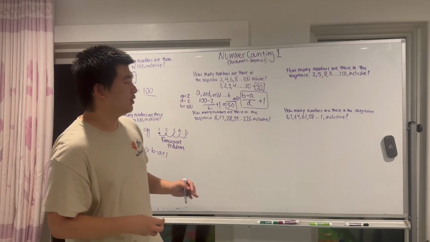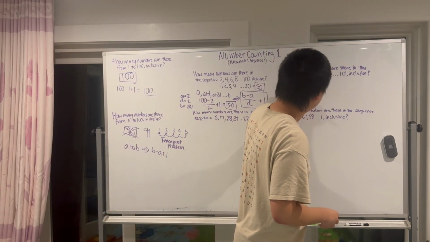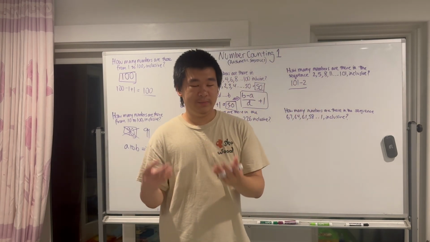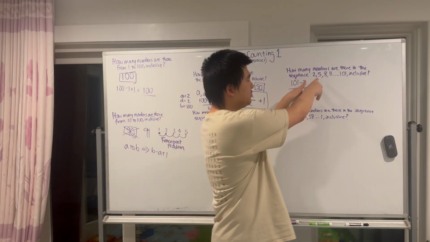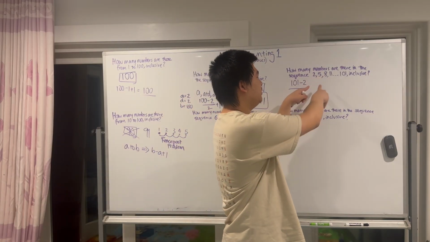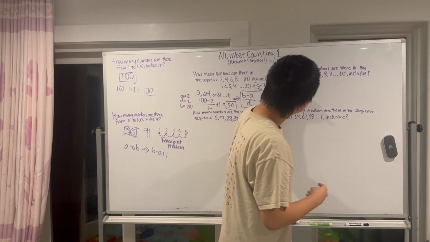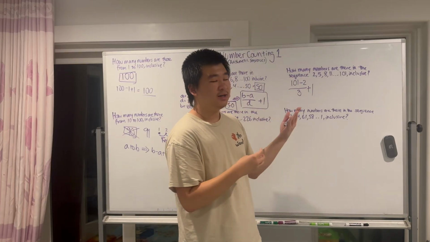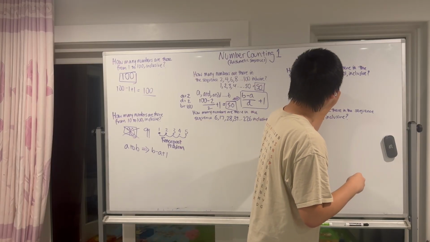So if we plug in the formula, we get 101 minus 2, that's the last one and the first one, and then now let's find the common difference. The common difference is, once again, the gap, right? The gap is 5 minus 2 is 3, 8 minus 5 is 3, 11 minus 8 is 3. So, clearly d is 3, plus 1. So what does this give us? This gives us 99 over 3, all plus 1, which is 34.